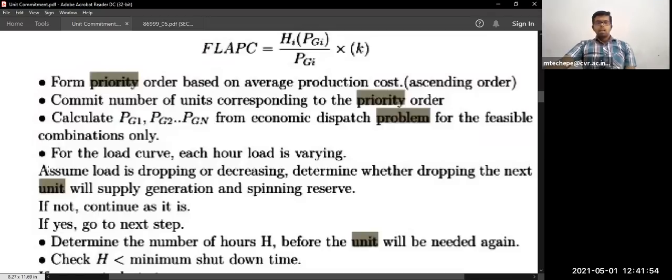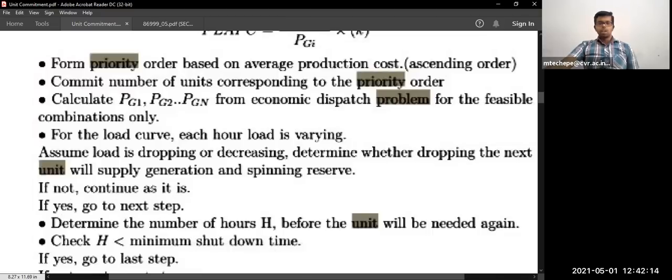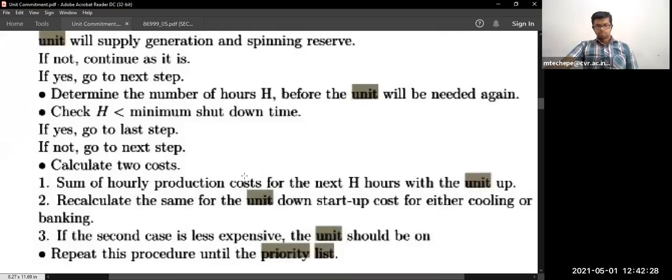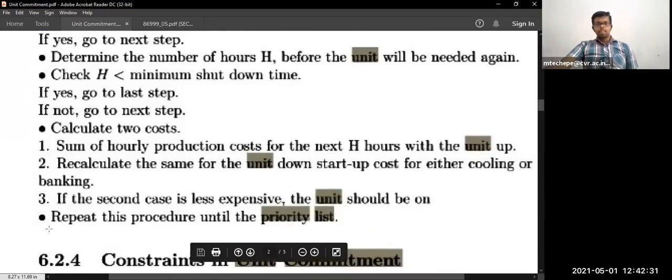Next, for the load curve, each hour the load is varying. Assume the load is dropping or decreasing. Determine whether, on dropping, the next unit will supply generation or spinning reserve. If not, continue as it is. If yes, go to the next step and determine the number of hours H before the unit will be needed again. If H is less than the minimum shutdown time, then go to the last step, that is, repeat this procedure until the priority list is finished.